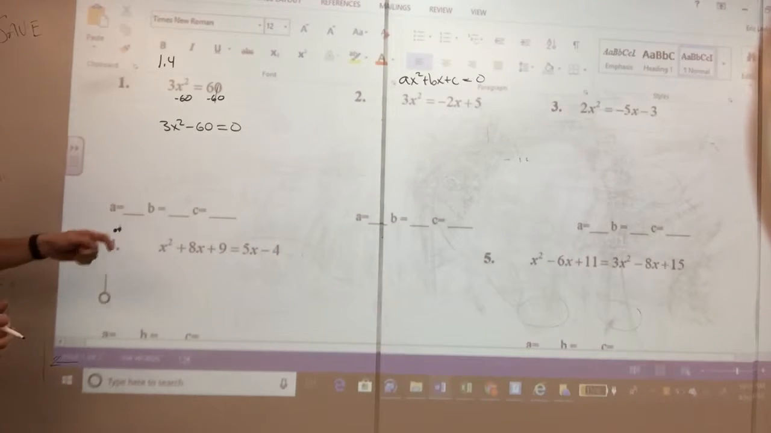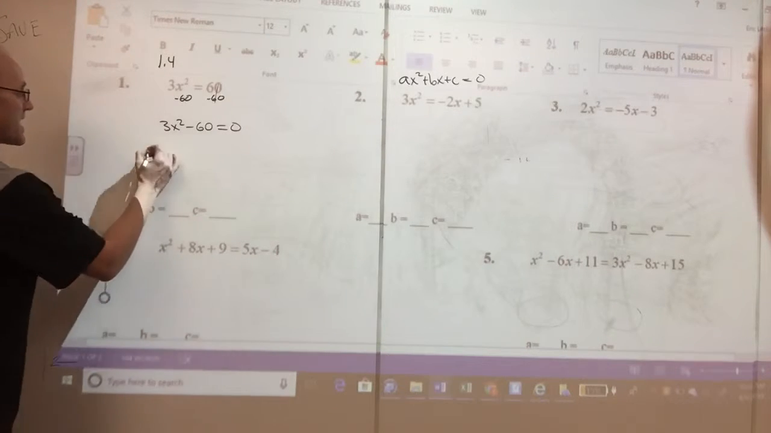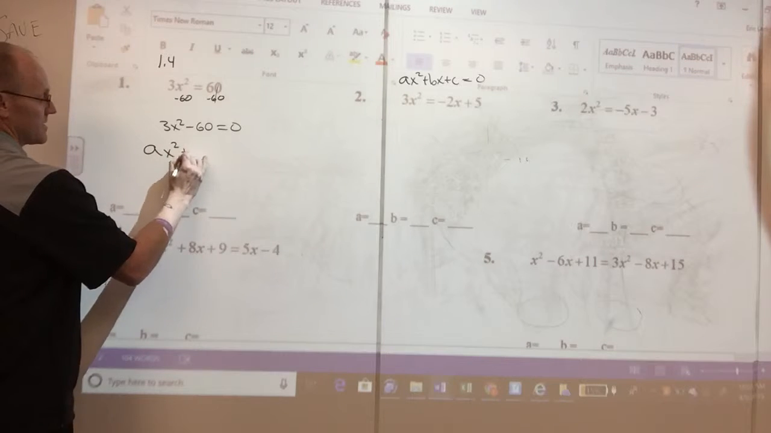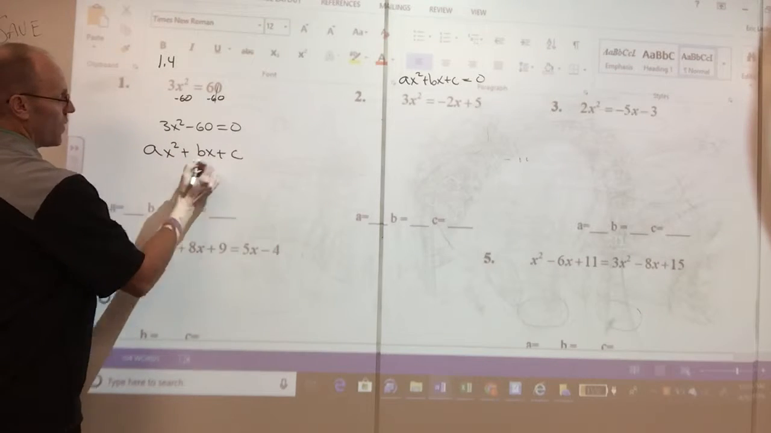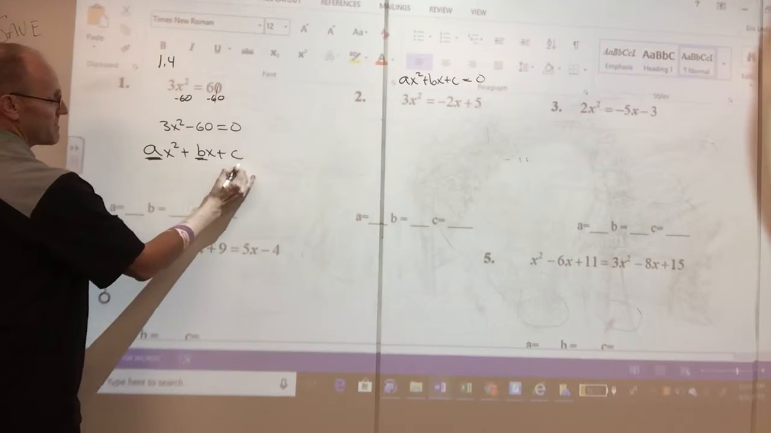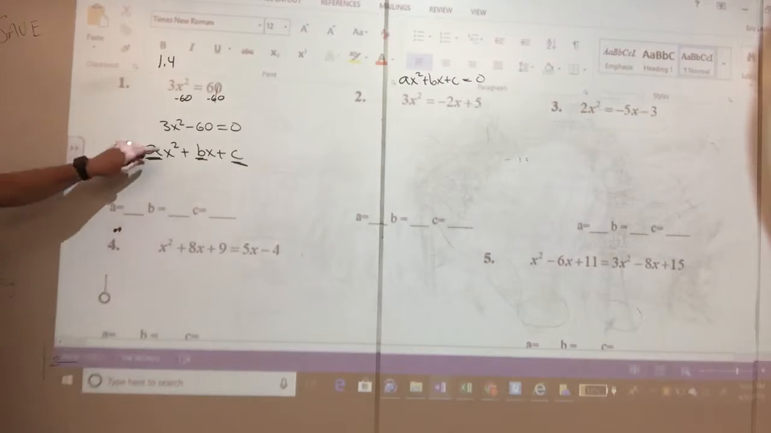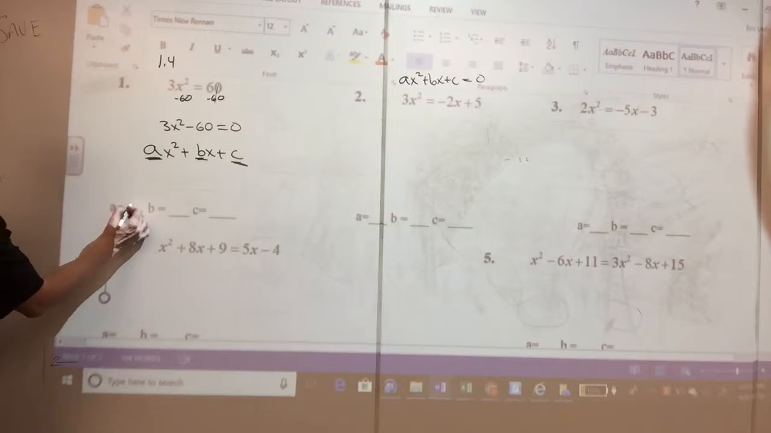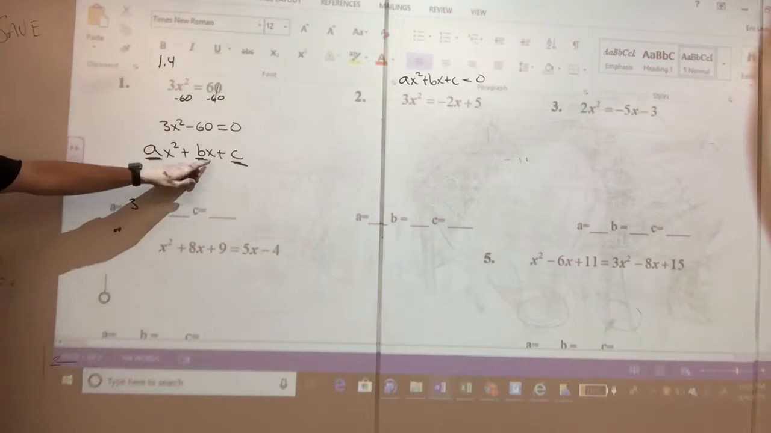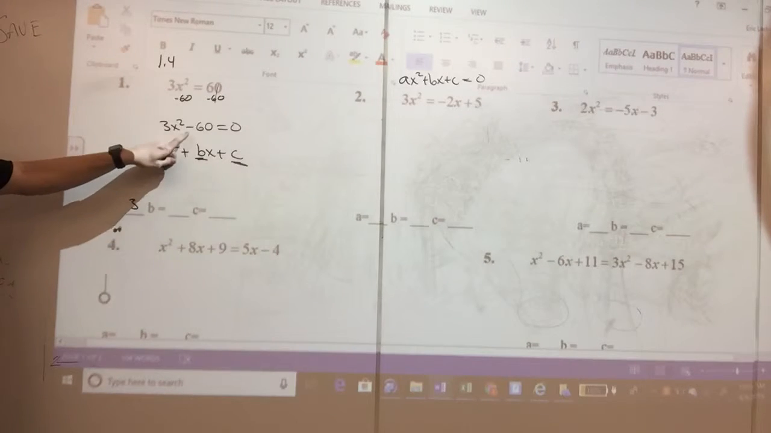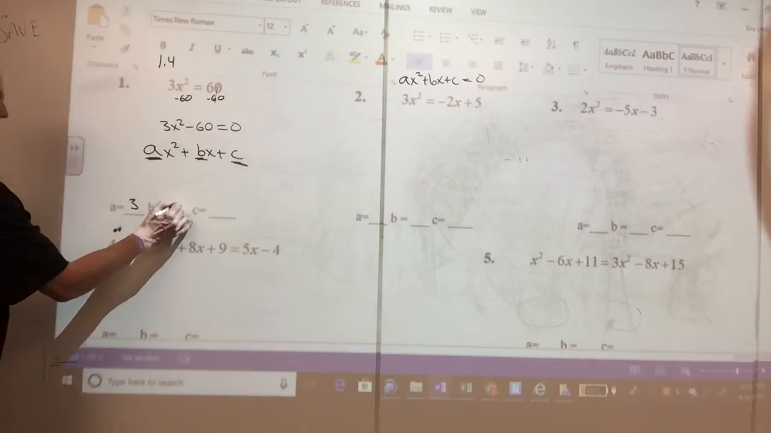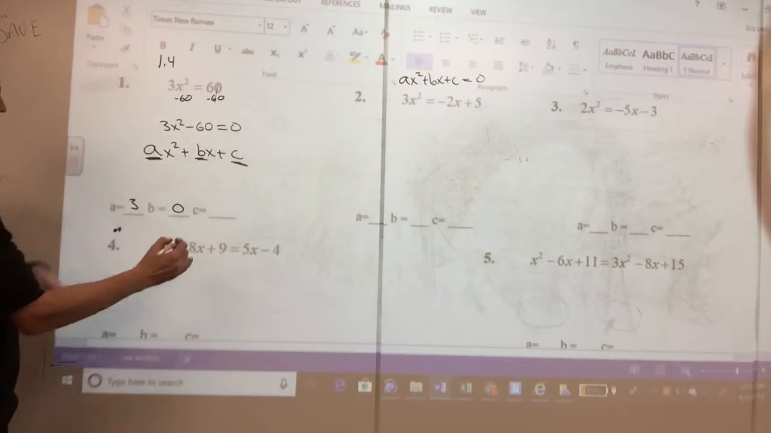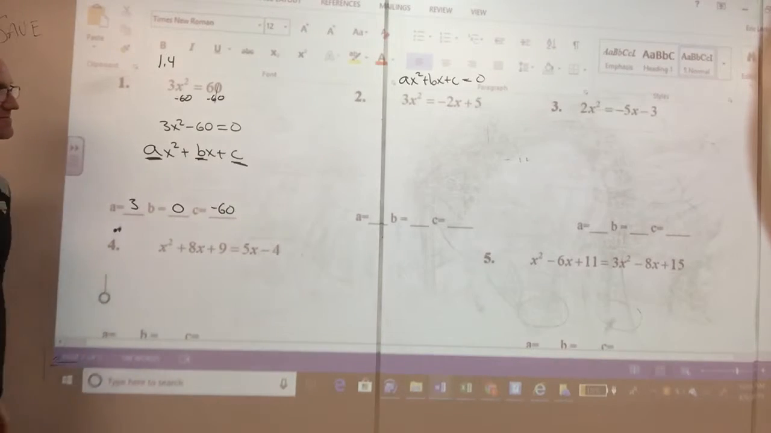So now, if I look and say, all right, what is my ax squared plus bx plus c? I've got to identify what is my a, my b, and my c. The value in front of the x squared is your a, so 3. It's not 3x squared, it's simply a is 3. The value in front of the term with the x is your b. See how there is no b term? There's nothing there. So I would put 0. And then c would be negative 60.